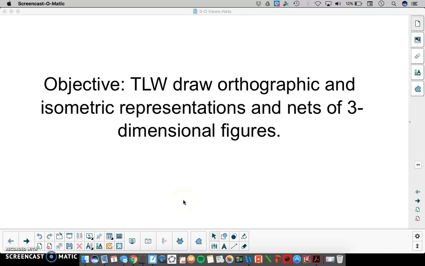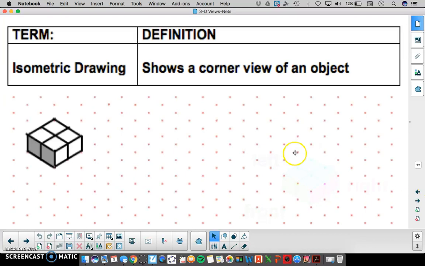In this video, the learner will draw orthographic and isometric representations and nets of three-dimensional figures. First, let's talk about what isometric and orthographic mean. An isometric drawing shows a corner view of an object.